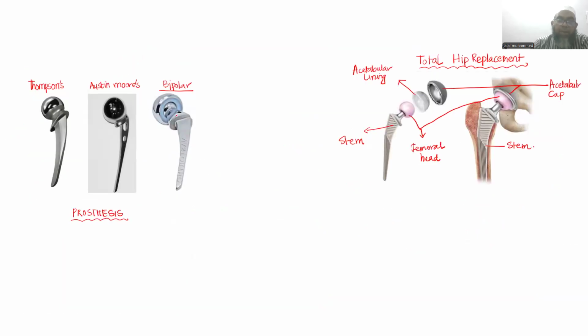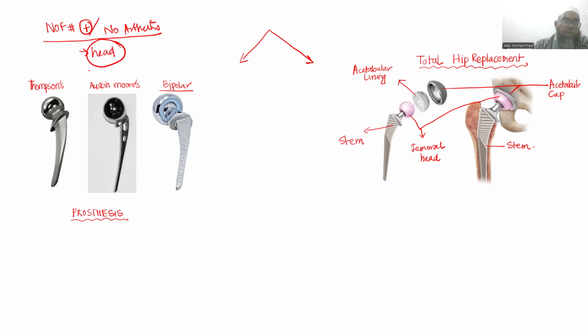So these are the prostheses we use when doing the arthroplasty. Why do we use this one? When the patient has a neck of femur fracture plus no arthritis, the acetabulum is normal. So we just need to change the head. How will you change the head? Either we use Thompson's prosthesis, Austin Moore prosthesis, or we can use bipolar.